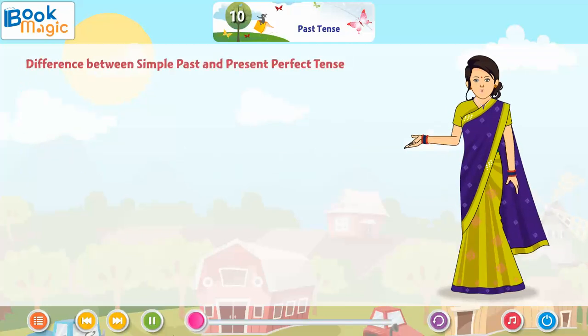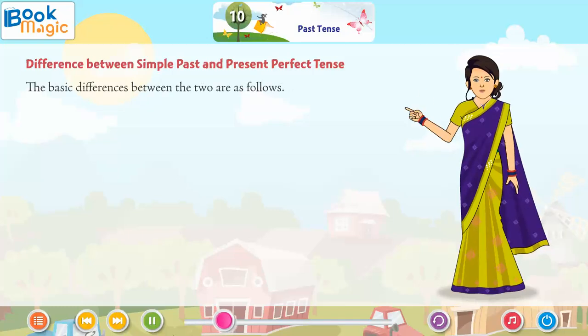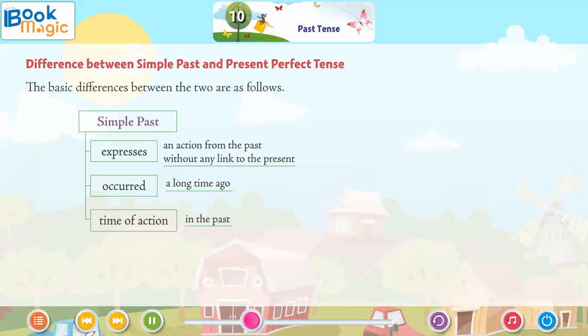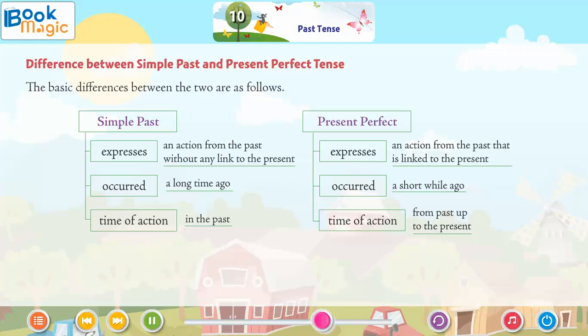Difference between simple past and present perfect tense. The basic differences between the two are as follows. Simple past expresses an action from the past without any link to the present. Occurred a long time ago. Time of action in the past. Present perfect expresses an action from the past that is linked to the present. Occurred a short while ago. Time of action from the past up to the present.